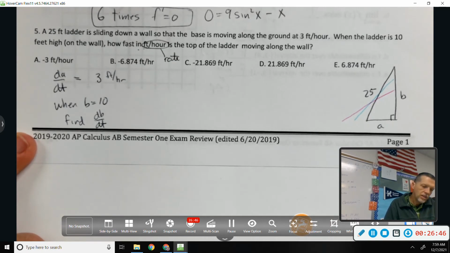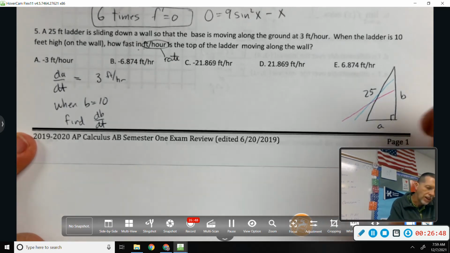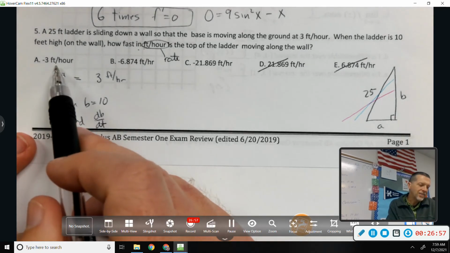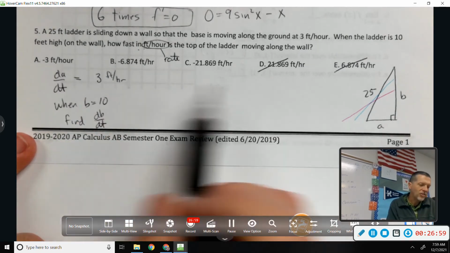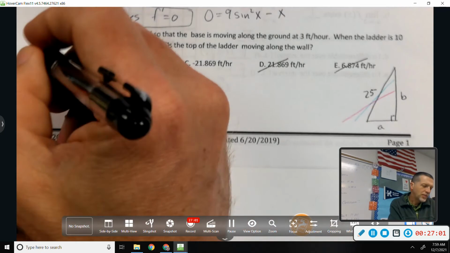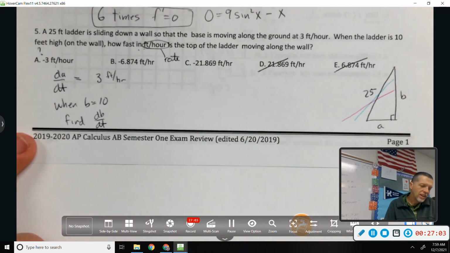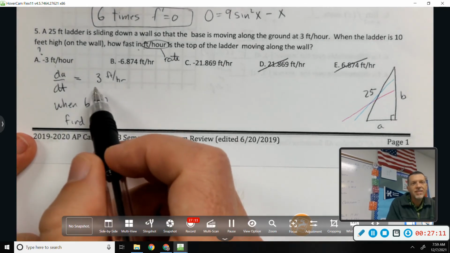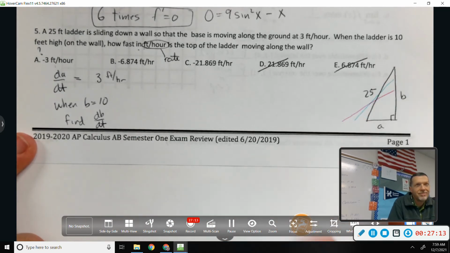B is negative. Is there anything I could throw out? I could throw out D and E. So at least I'm guessing 1 out of 3. I'm guessing it's probably not A because A is how fast A is changing. So that seems pretty doubtful. It just seems doubtful that they're moving at exactly the same rate. Yeah, so maybe we'll see.